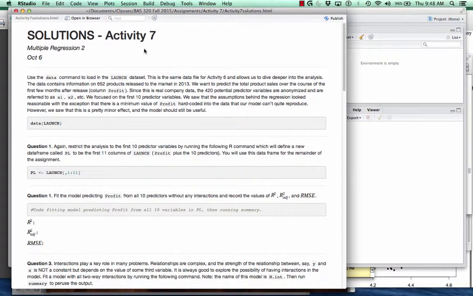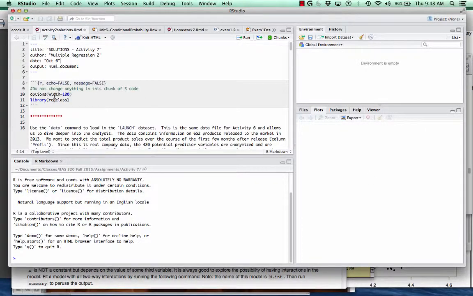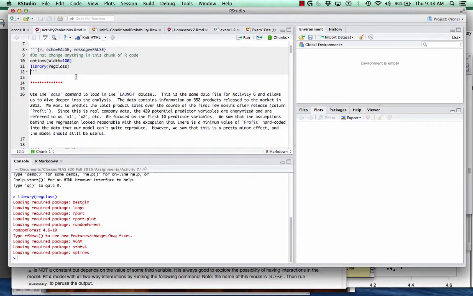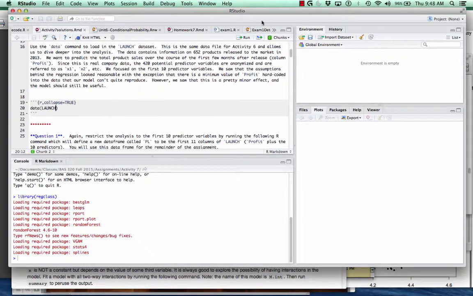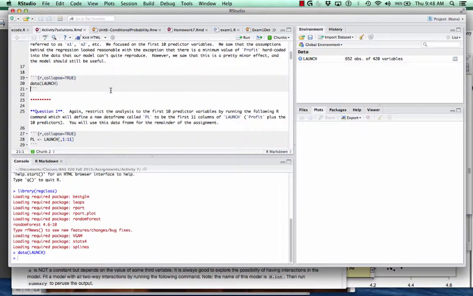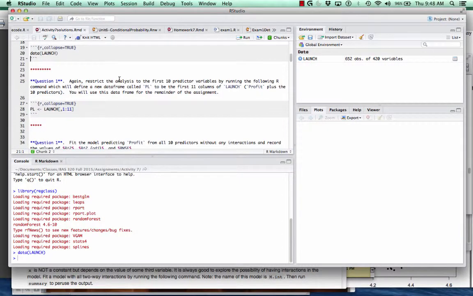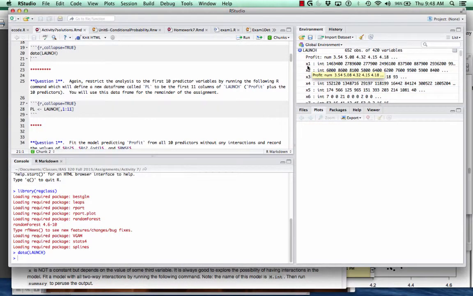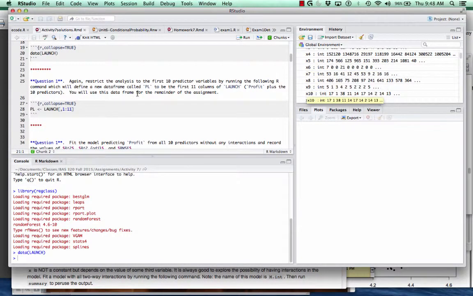All right, let's go through activity 7 where we're working with the launch data set again, trying to predict the profit of a newly released product based on some anonymized predictor variables. So as always, I'll load up reg class so that I can use all the commands, and I will load up the launch data. And in this case, since there are so many predictor variables, I'm going to make our lives a little bit simpler by just looking at the first 10 predictors. So we'll try to predict profit from the x1 through x10 variables.